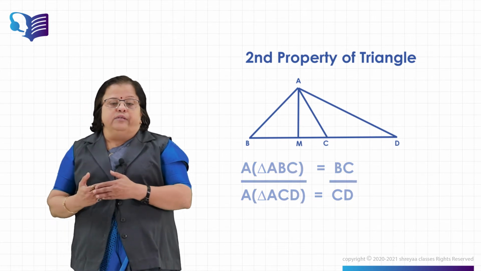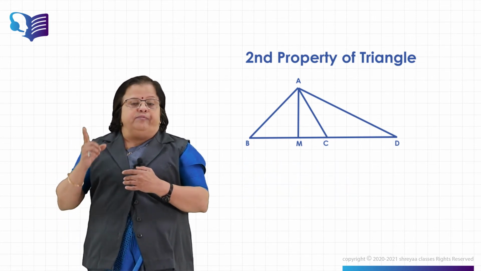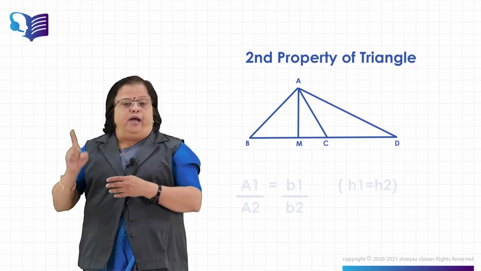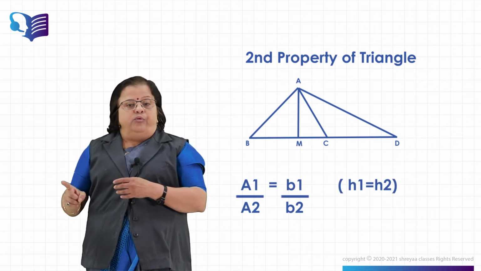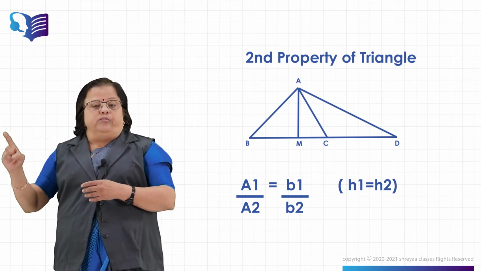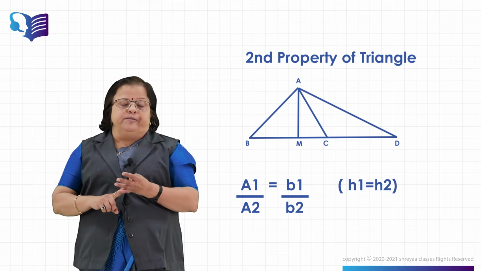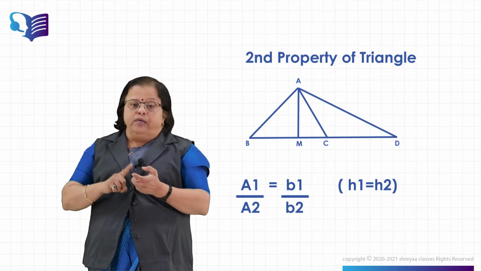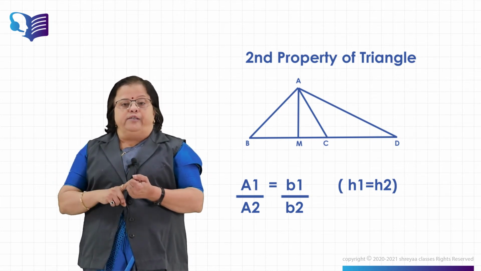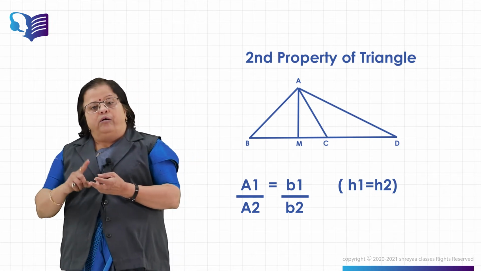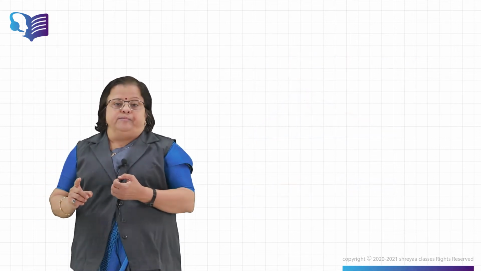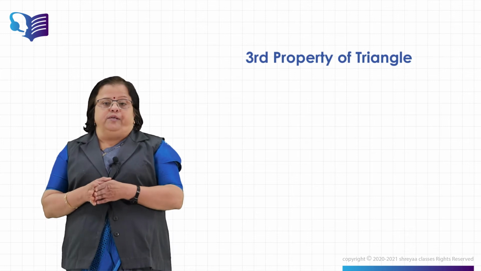So, what is the conclusion? These are triangles with common height, and therefore we generalize this property as A1 upon A2 is equal to B1 upon B2 when H1 is equal to H2. Triangles with common or equal height: therefore, the ratio of the areas of triangles with common or equal height is proportional to their corresponding bases. Let us see the third property.